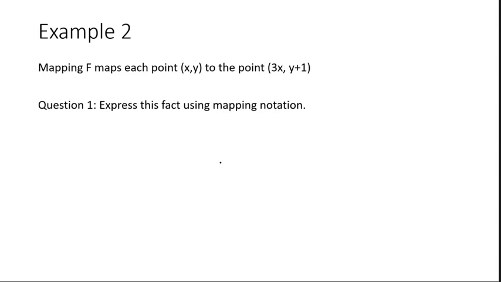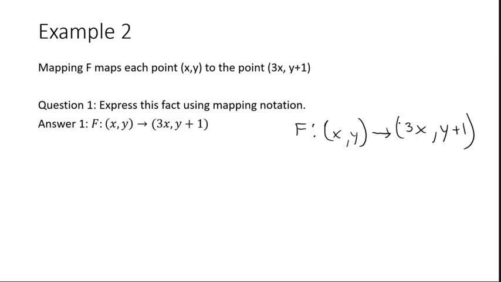Now this one is going to look maybe a little bit different, but it's still the same concept where you have your mapping F. So we'll write that as a capital F and then a colon. So that's how we name our mapping. And what are we mapping? Well, we're mapping the point xy. So we'll write xy, that point. We're mapping that, so we draw an arrow, mapping it to the point 3x comma y plus 1. All right, and that's your mapping written in mapping notation like that. It's still the same idea as the other example, but it looks a little different because now we have a point as opposed to just a number.